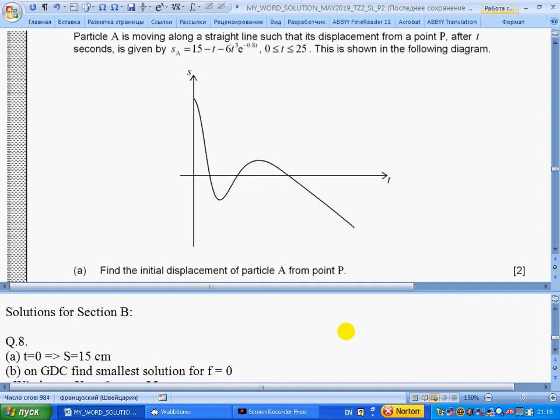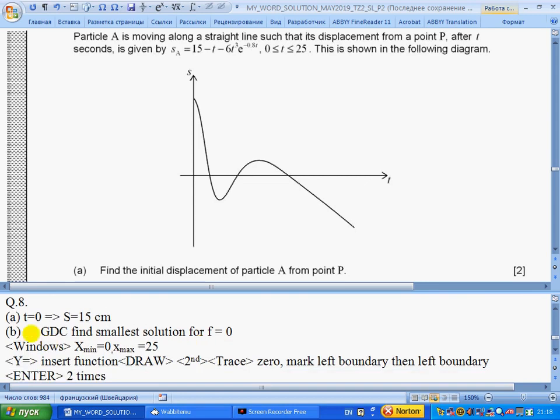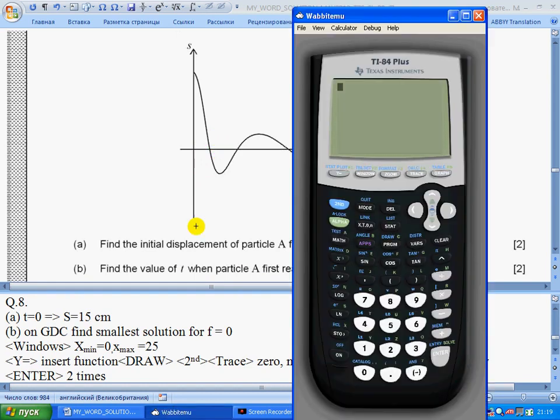Let us look at the solutions. So initial displacement is when time equals 0. If we put time equals 0, we get s_A equals 15 centimeters. Next question. Find the value of t when particle A first reaches point P. So we should find the time of this event.